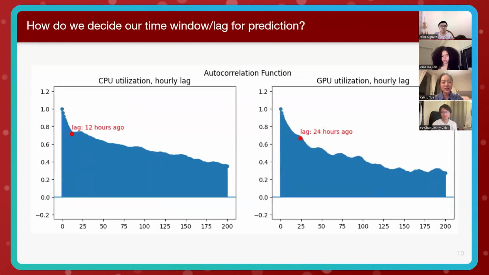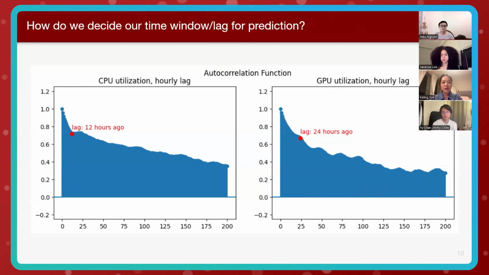And now we're seeing the ACF plot. This chart shows the correlation between the current hour's usage and the usage from X hours ago. For example, the correlation between the current GPU usage and that from 24 hours ago is about 0.7. We can also observe a noticeable pattern. The correlation dips more deeply every 24 hours, and this suggests a daily seasonal trend in GPU usage.